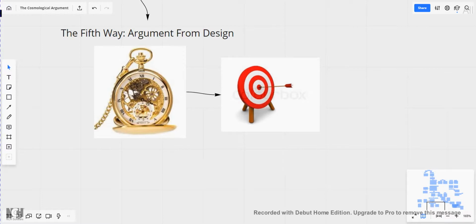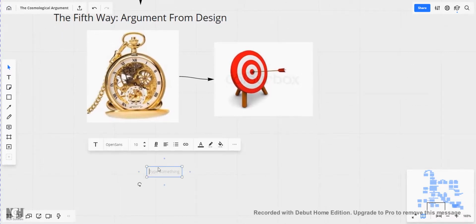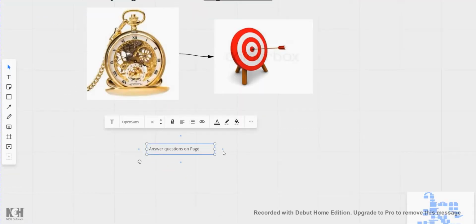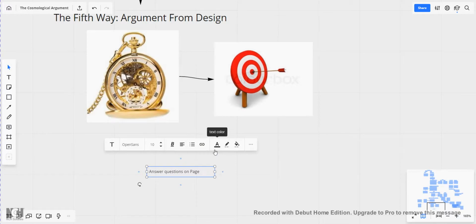Now I want you to finish taking notes, and make sure that every main concept has a non-linguistic representation. Then I want you to go ahead, and this is going to be cruel, but it needs to be done, and I will be checking up on it. I want you to look at questions 1, 2, 3, and 4 of page 230. Answer questions on page 230 about the cosmological argument.